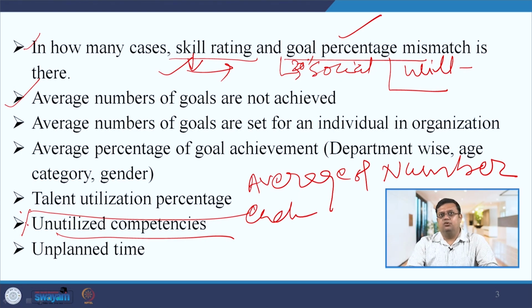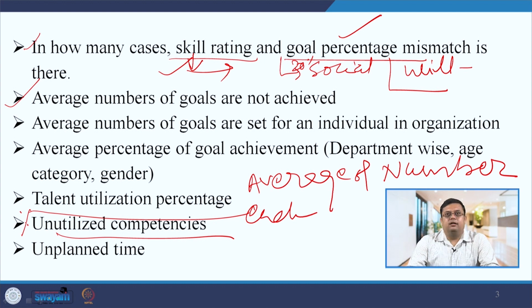When these unutilized competencies are very high, it could be one of the reasons for the dissatisfaction of the employees in the organization. They are not able to use their talent and skill, they are not able to prove themselves within the organization. So, sometimes it could be the reason. So, here you can understand what is the percentage of unutilized competencies.